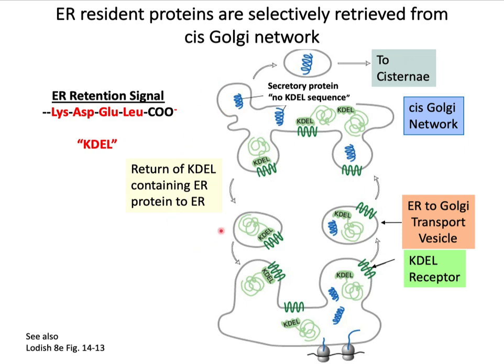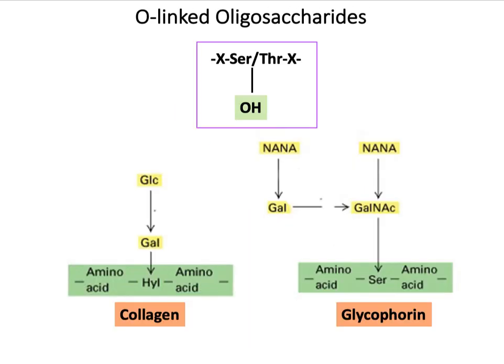And it is this pathway by which ER resident proteins bind through their KDEL sequences to the KDEL receptors and are returned to the endoplasmic reticulum. So the cell has a safety net: in the event that an ER resident protein is accidentally transported to the Golgi, it can be retrieved back into the ER.